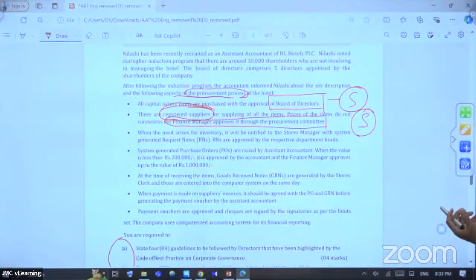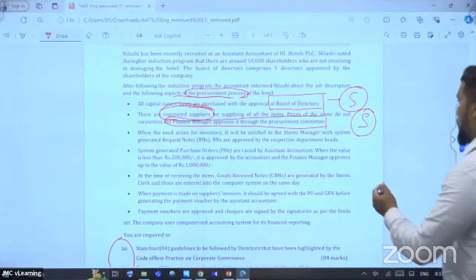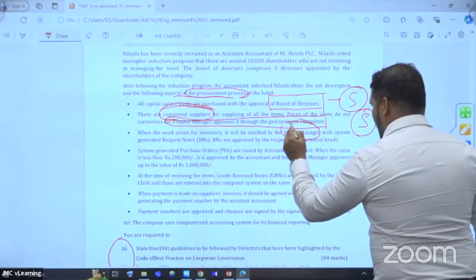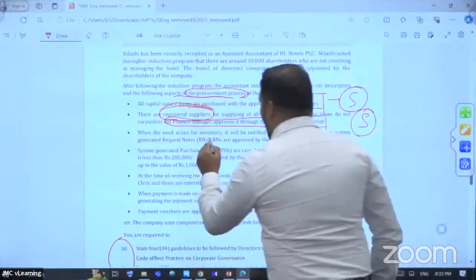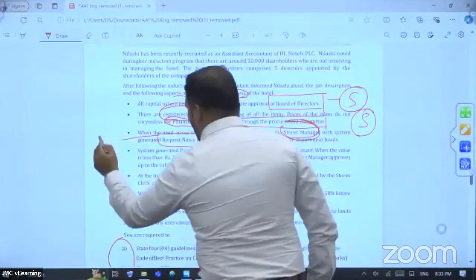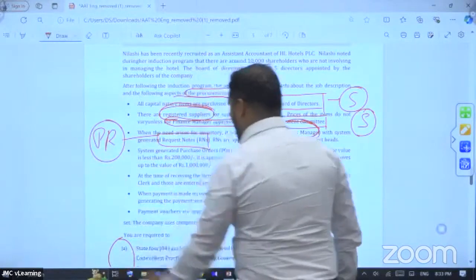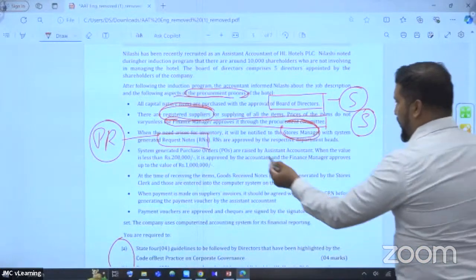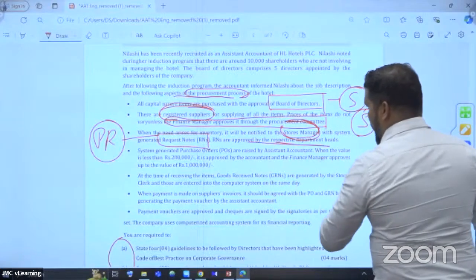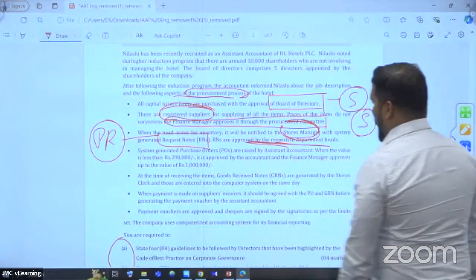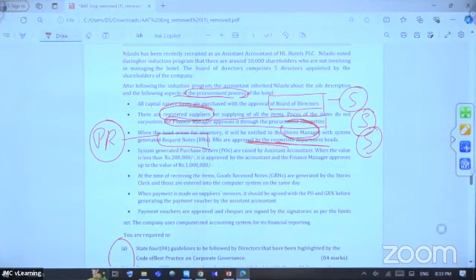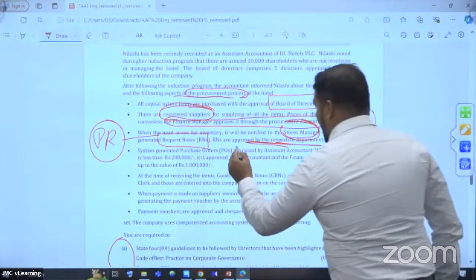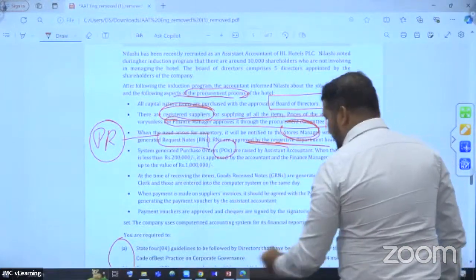When the need arises for inventory, it will be notified to the stores manager with a system generated request note. That is what we referred to as PR in the previous example. And the PRNs are approved by the respective department heads. So the requisition notes need to be approved by the department heads as well. Again, this is considered a good point, a strength. System generated purchase order raised by the assistant accountant. Here I have a question mark.